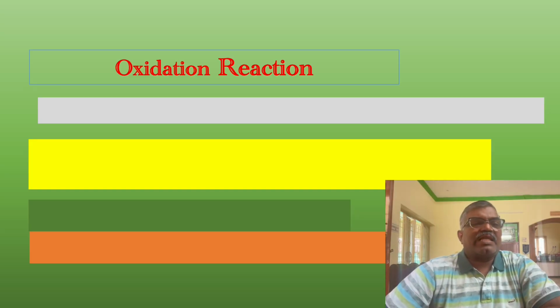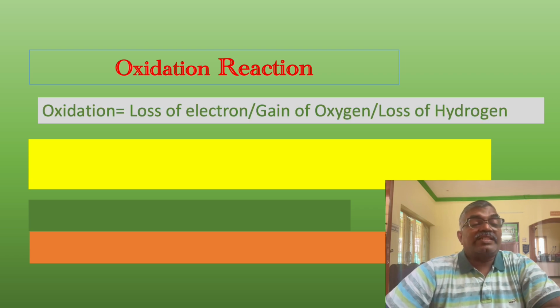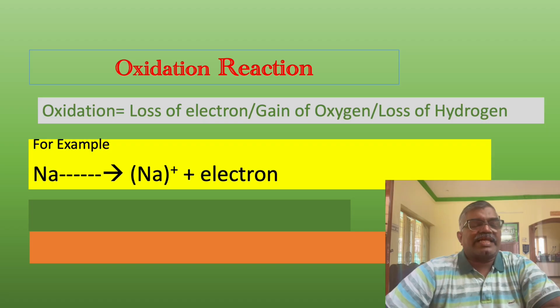Then I want to explain about oxidation reaction. Oxidation means loss of electron, gain of oxygen, or loss of hydrogen. Any one of these you can see in a chemical reaction, that is an oxidation reaction.